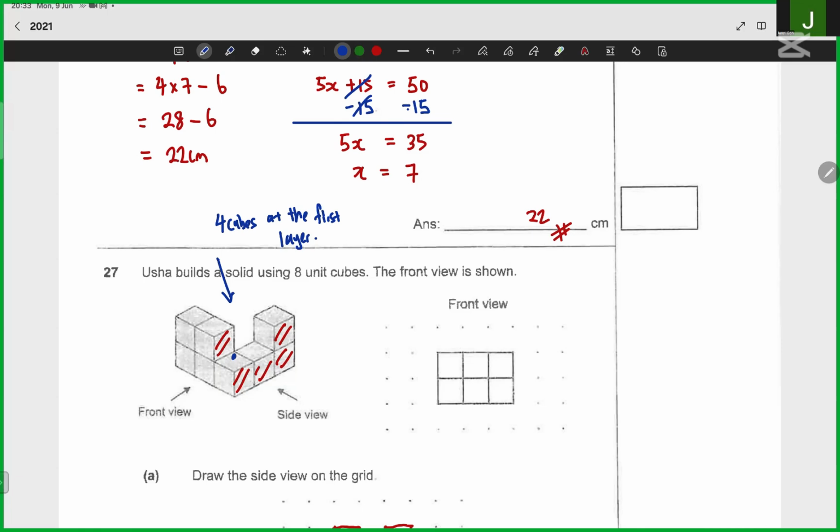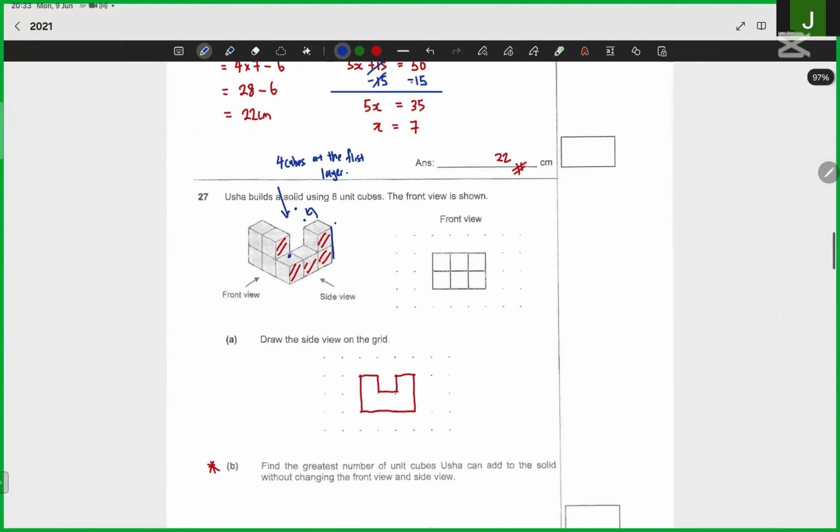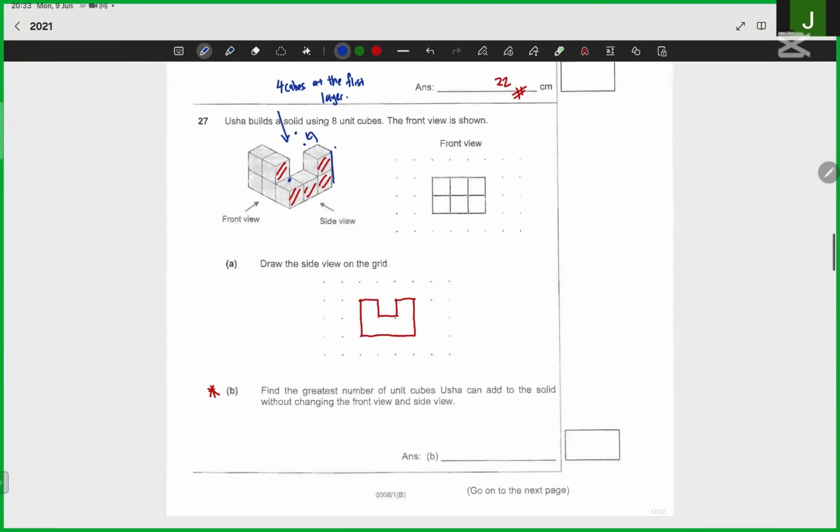Now then behind this 2 cube, I can add 1 cube and 1 cube down here as well. That will not affect the front view and the side view as well. So total how many? Right, we have 1 down here, 4 down here, and 2 over here, right? So total 1 plus 4 plus 2, 7. Answer.